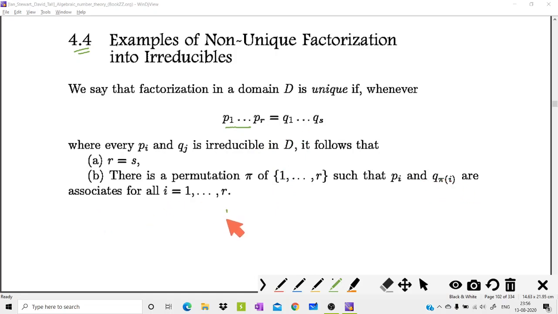That means if you write P1, etc., Pr, then you can get Q pi(1), etc., Q pi(r), such that this P1 is an associate of this Q pi(1), etc., Pr is an associate of Q pi(r). That means these expressions are unique up to the order of these factors and up to a unit. Okay, so this is the definition of unique factorization into irreducibles in an integral domain.